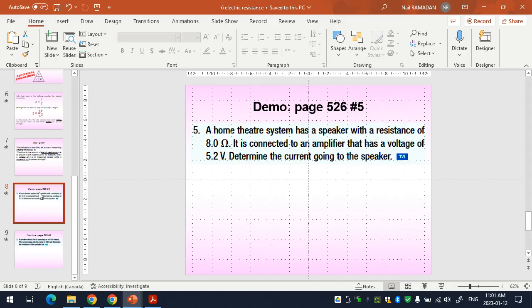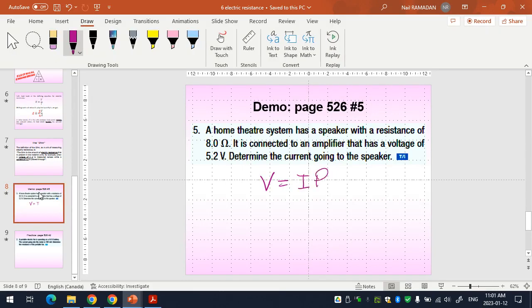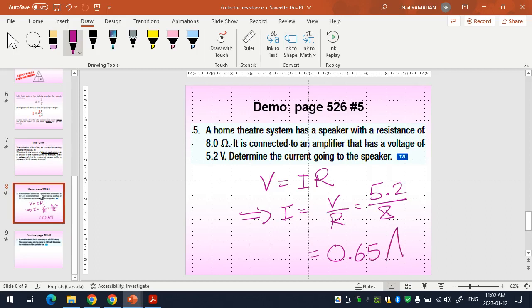Which one are we going to use here? Are you given any charge or time information? But are you given resistance and voltage? We need to use Ohm's law. So go ahead and say V equals IR. But I need the I, so what do we do? V over R. So that's it. You divide 5.2 volts by a resistance of 8. How much is that? Point, how much? 0.65. In what unit? How do you measure current? Amps, capital A. Done.